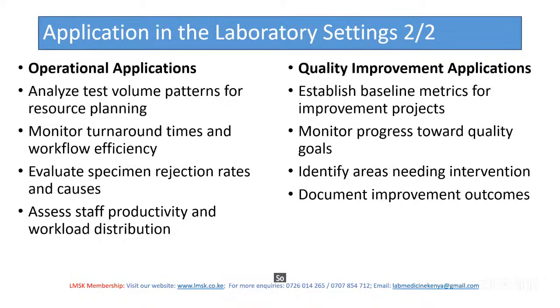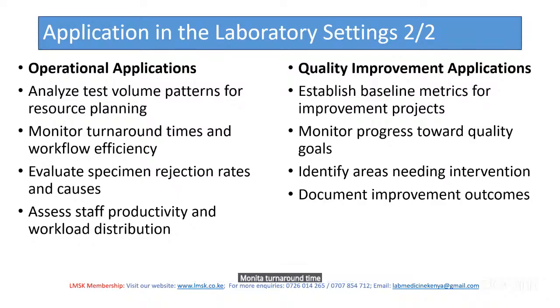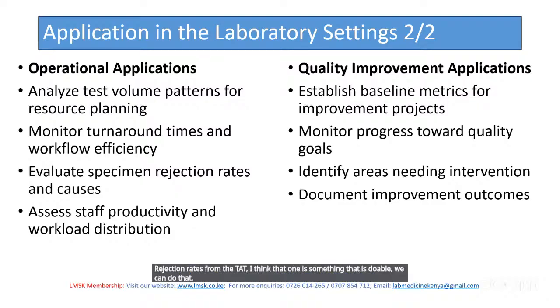So part 2 is about operational applications. You analyze the test volume patterns for resource planning, monitor turnaround time. I talked about that. Evaluate specimen rejection rates. Rejection rates from the TAT, I think that one is something that is doable. We can do that.